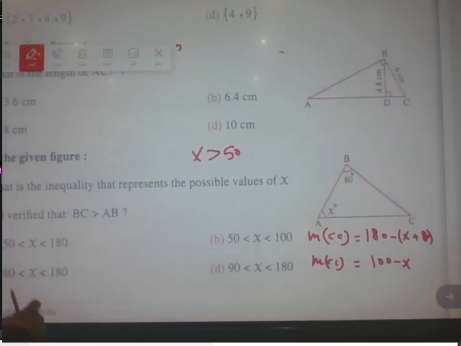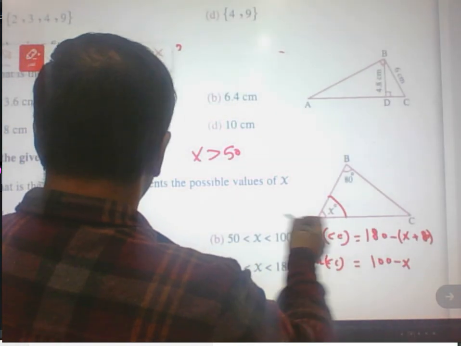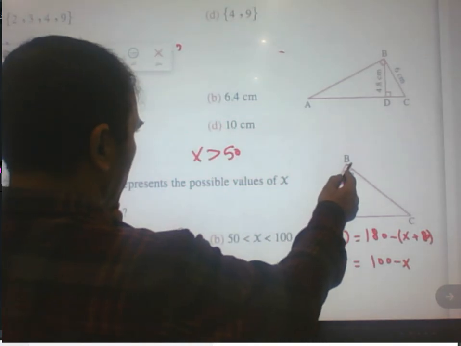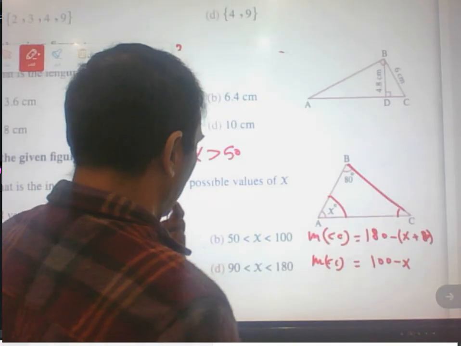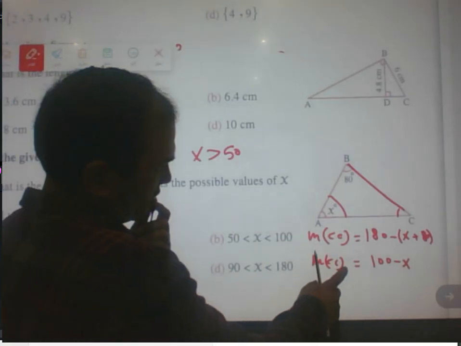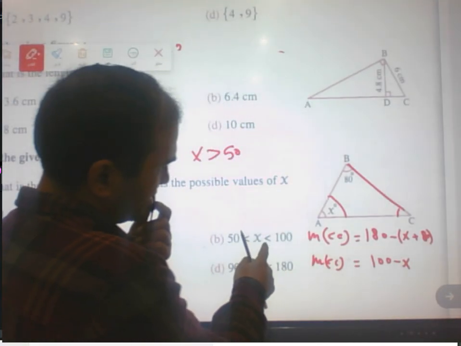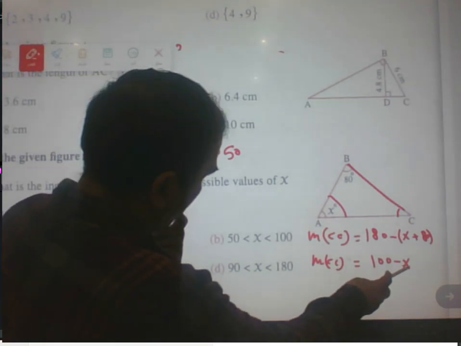If we put x between 50 and 180, we call this the relation between two sides, because BC is greater than AB, so the measure of angle x is greater than the measure of angle C. And in this relation, the measure of angle C equals 100 minus x, so the measure of angle C is less than 100, because it equals 100 subtracted by x.